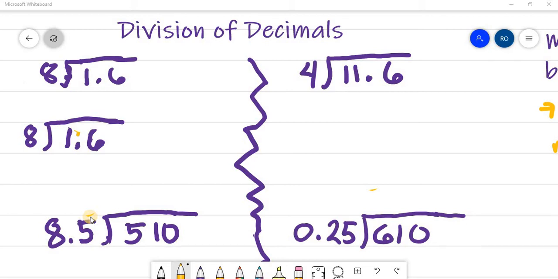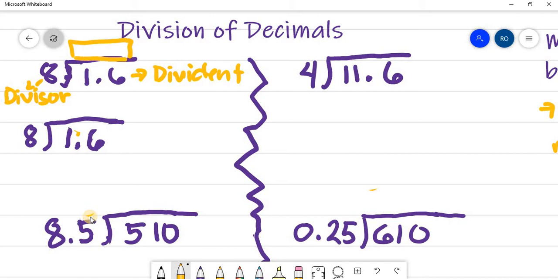So 1.6 here is what we call the dividend, or the number that is being divided. Here 8 is what we call the divisor, or the number that divides the dividend. And of course we have here the quotient, or the answer of the division. Again, remember that the answer of division is the quotient. So again, we have dividend, divisor, and quotient.